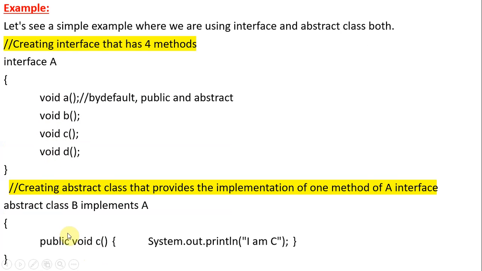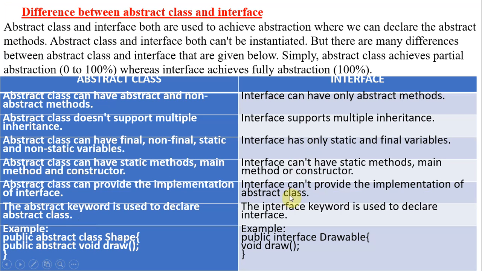Why? Of course, an abstract class also consists of abstract methods, but an interface cannot provide any implementation, it consists only of abstract methods. An abstract method is nothing but a method without a body, so like this we cannot specify code here. So this is not possible: an interface providing the implementation of an abstract class.